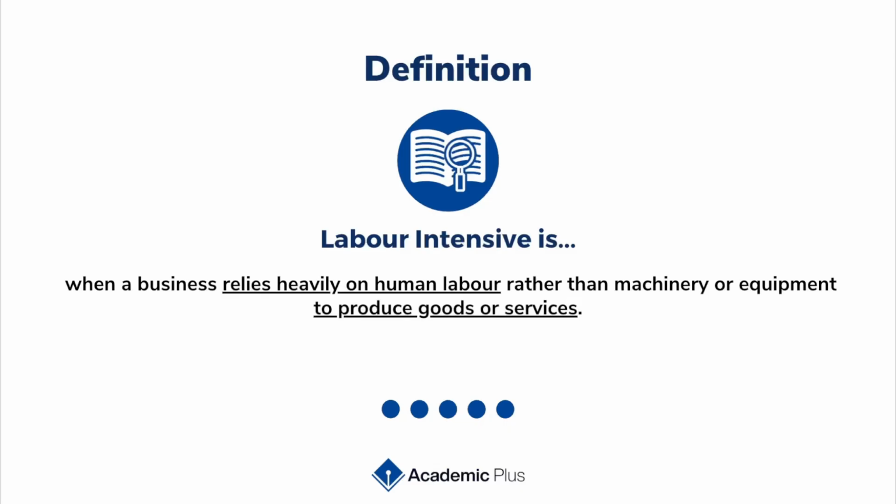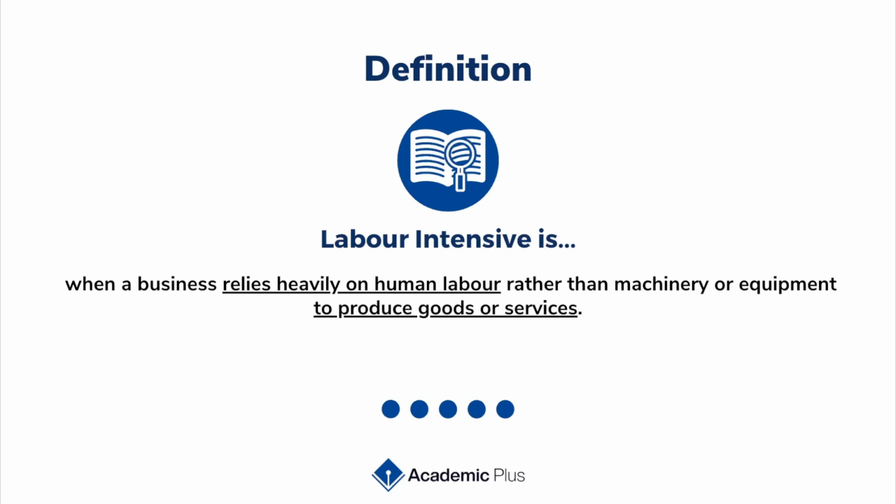So now we've covered what we mean by capital intensive, let's take a look at what we mean by labour intensive. You could probably guess what it means, because capital intensive is all about using machines and equipment. Labour intensive is all about using people.